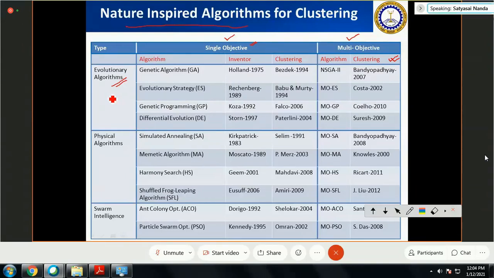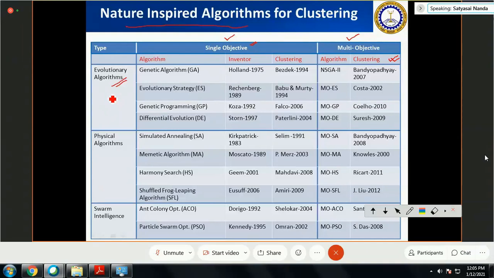So generation to generation, these creatures, these natural entities, are becoming intelligent. Whoever is becoming good over time or survives over time, they survive for long. Based upon that, these algorithms, genetic algorithms, genetic programming, differential evolution, all these algorithms have been derived.